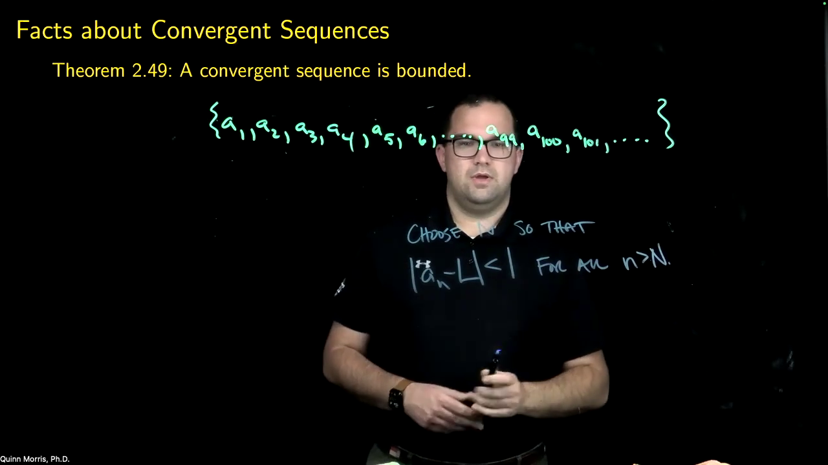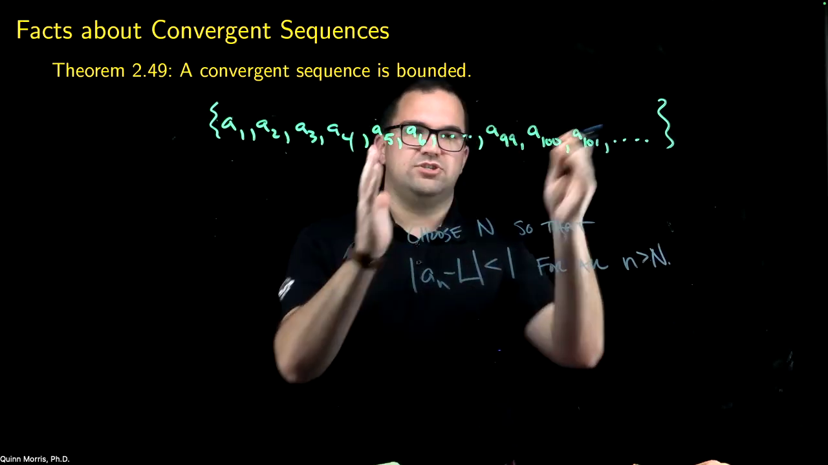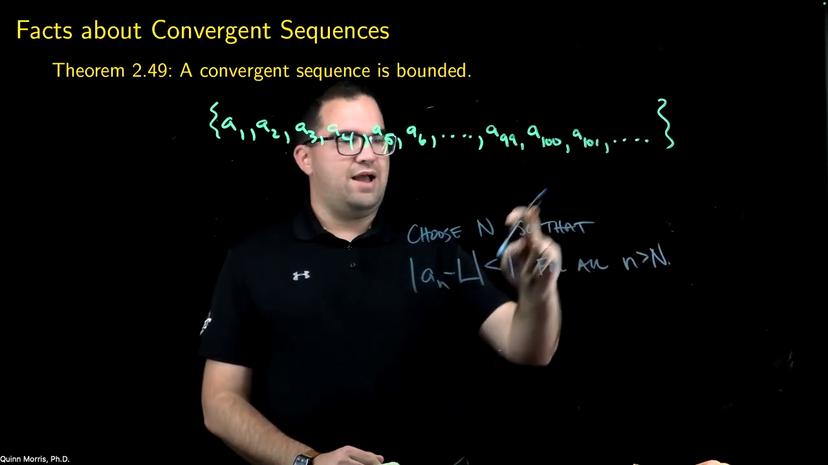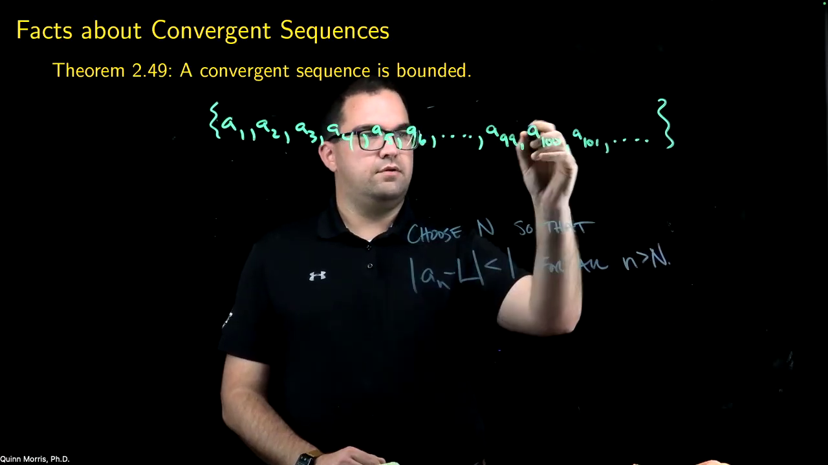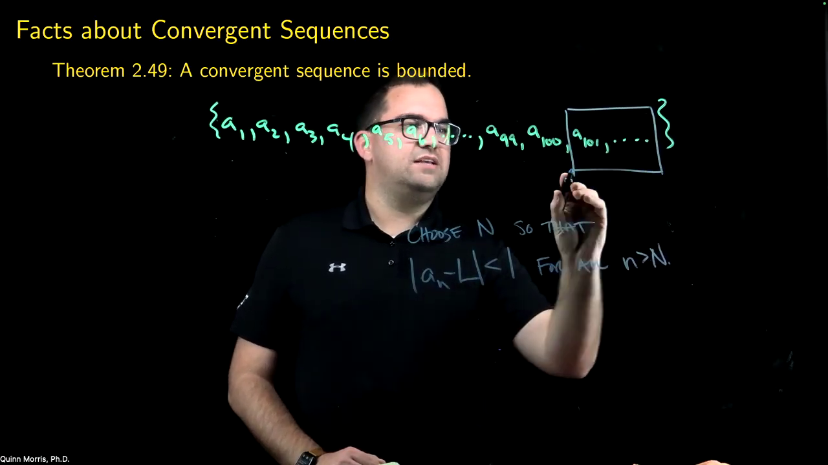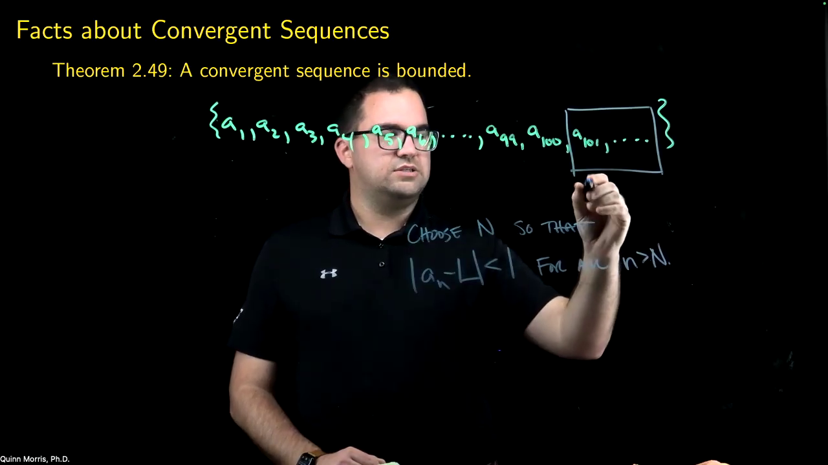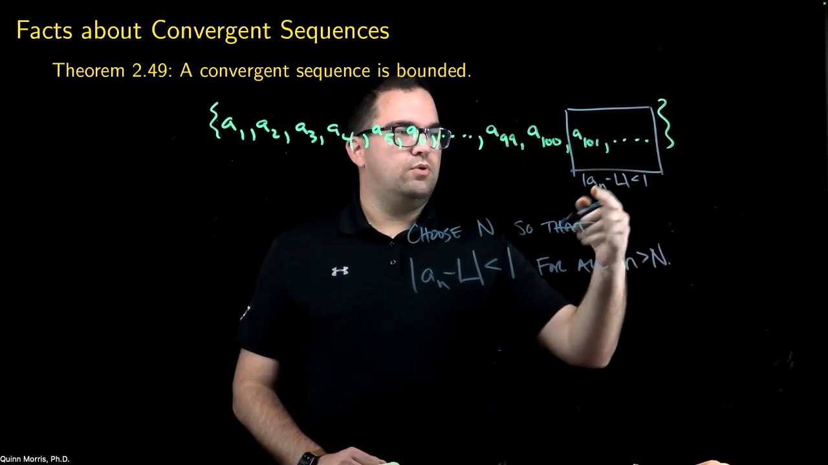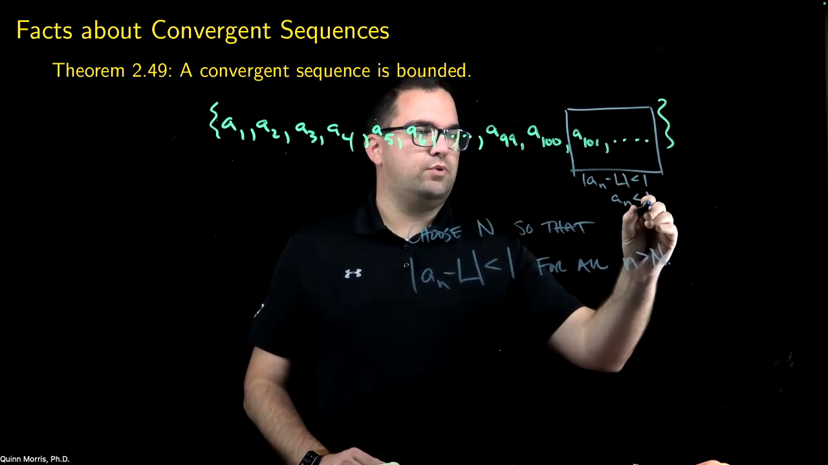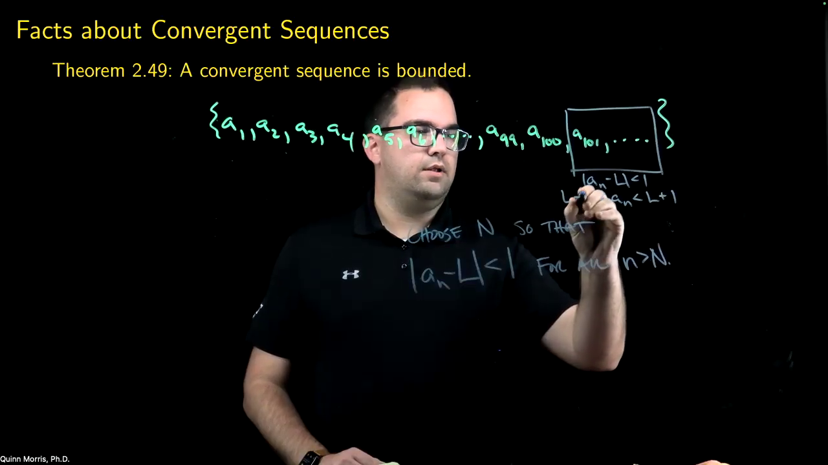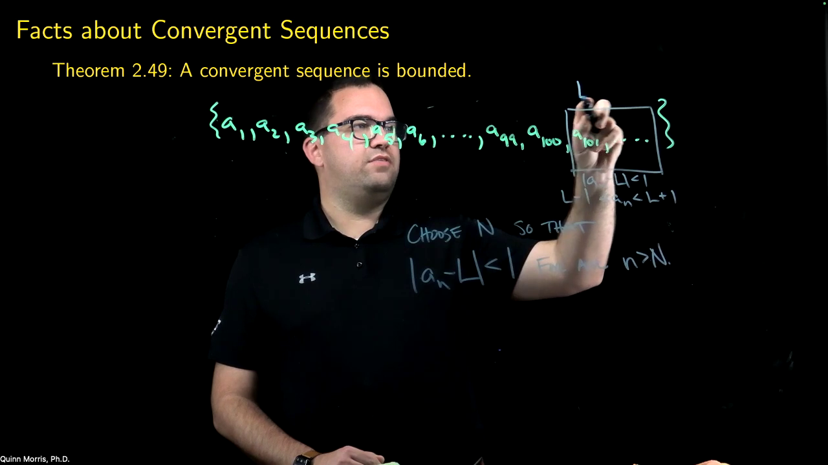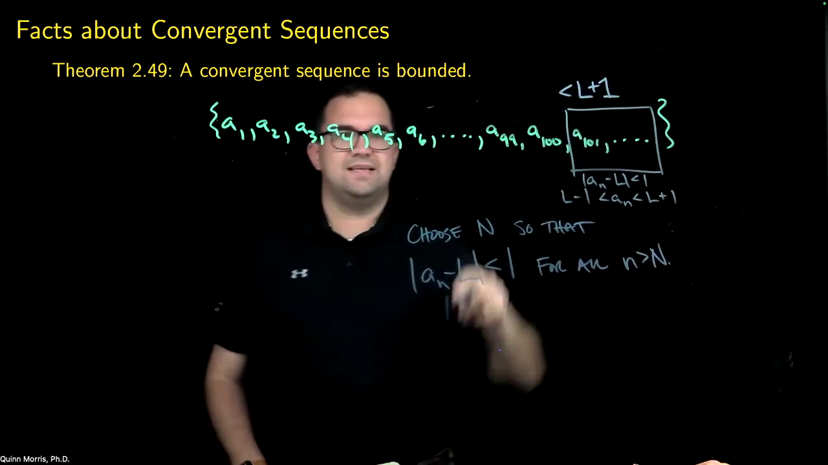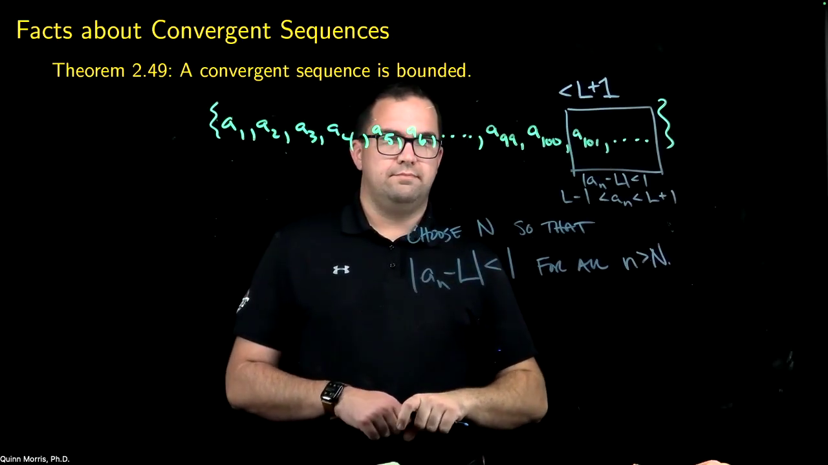Now, what does that allow you to do? Imagine your capital N turned out to be 100. We don't know exactly what it is, but imagine it turned out to be 100 here. So for every value beyond 100, all of these values out here satisfy that the absolute value of A_n minus L is less than 1, which is the same as saying A_n is between L minus 1 and L plus 1. In particular, all of the values in this blue box must be less than L plus 1.